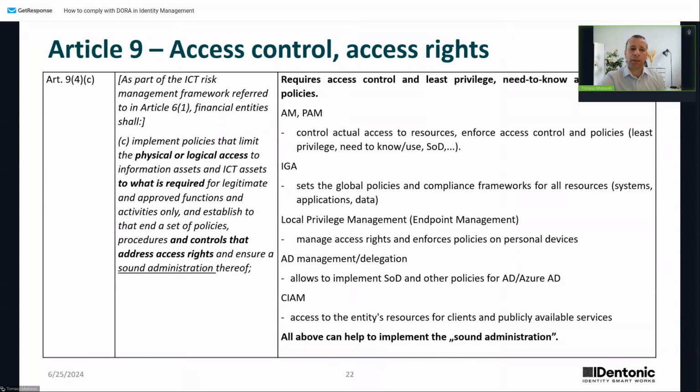But this chapter also speaks about sound administration. It's not just doing something, but it must be properly done, which may mean that in more complex organizations, doing this without tooling might be very, very difficult.